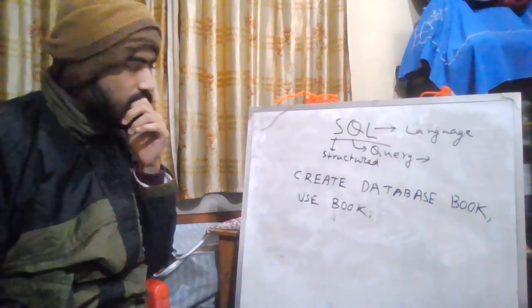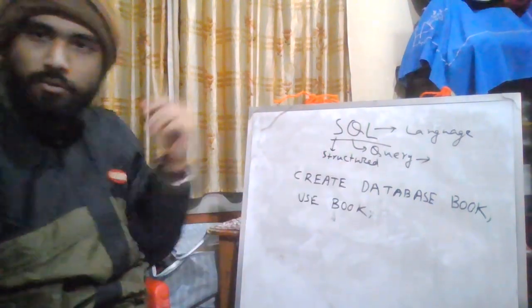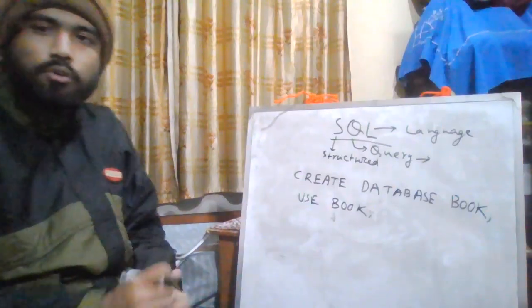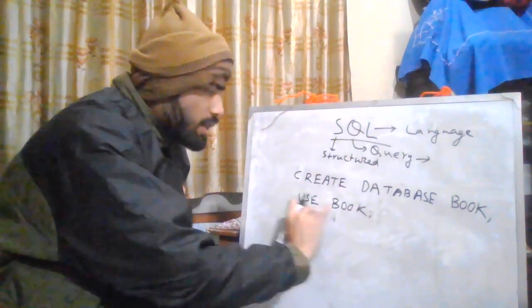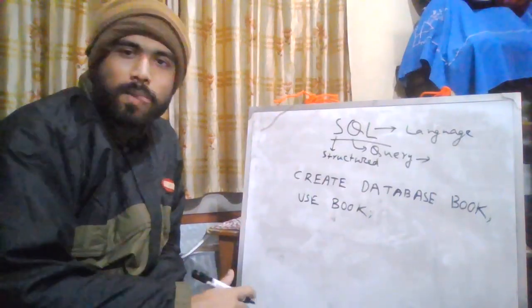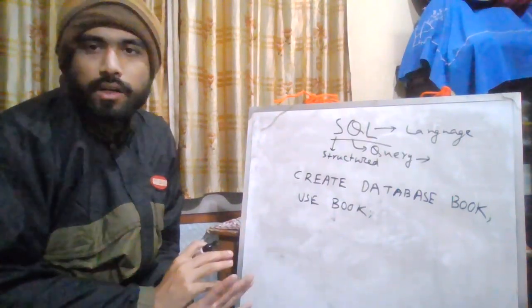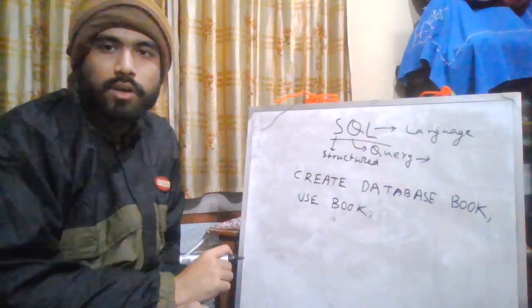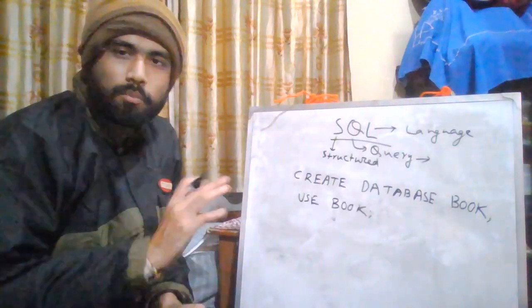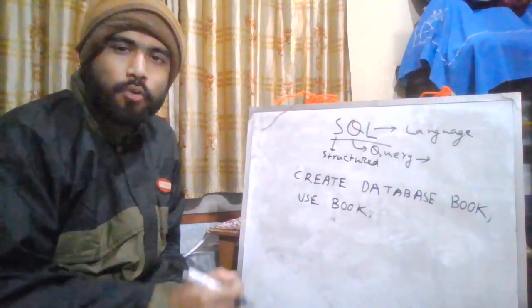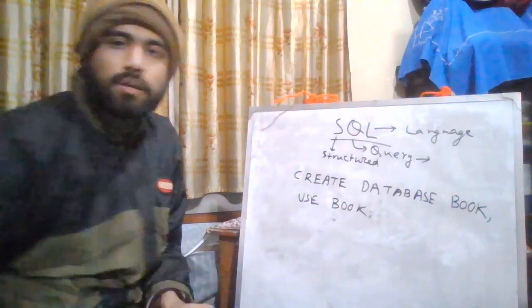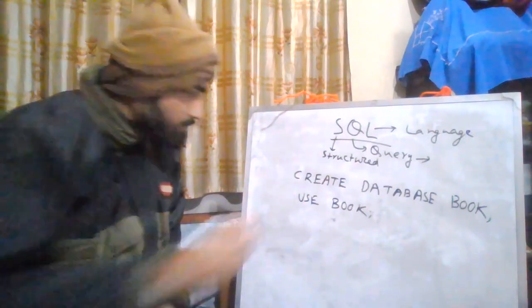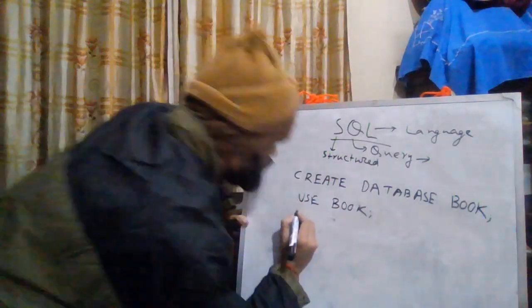You have created the database. Now you are going to use the book database. After you run this line, use book, it will go inside the book database. Now, whatever you create or perform will by default be created inside this book database. Now, how to create a table?